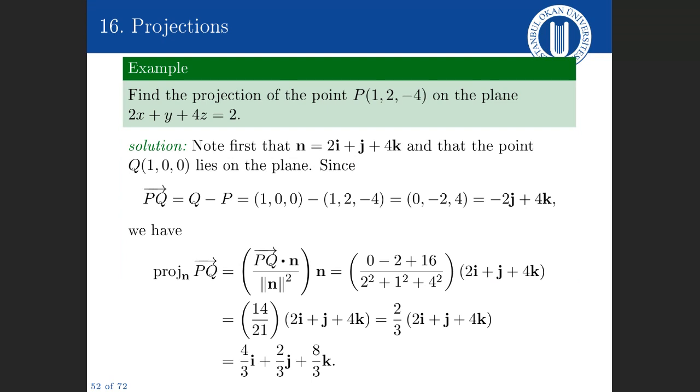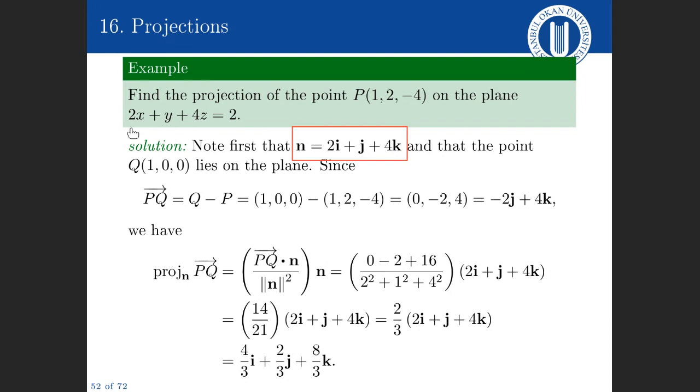Find the projection of the point (1, 2, -4) onto the plane 2x + y + 4z = 2. We need a vector which is normal to the plane straight away. We can write that down: 2i + j + 4k. And we need a point on the plane.